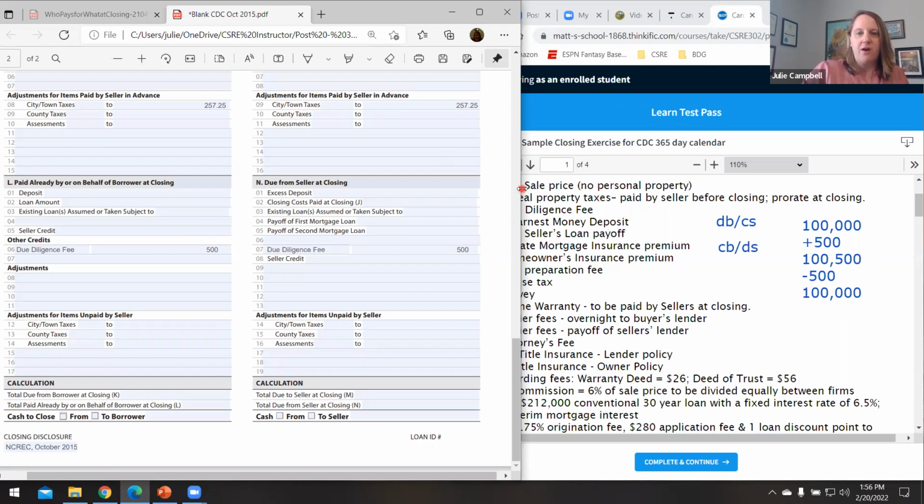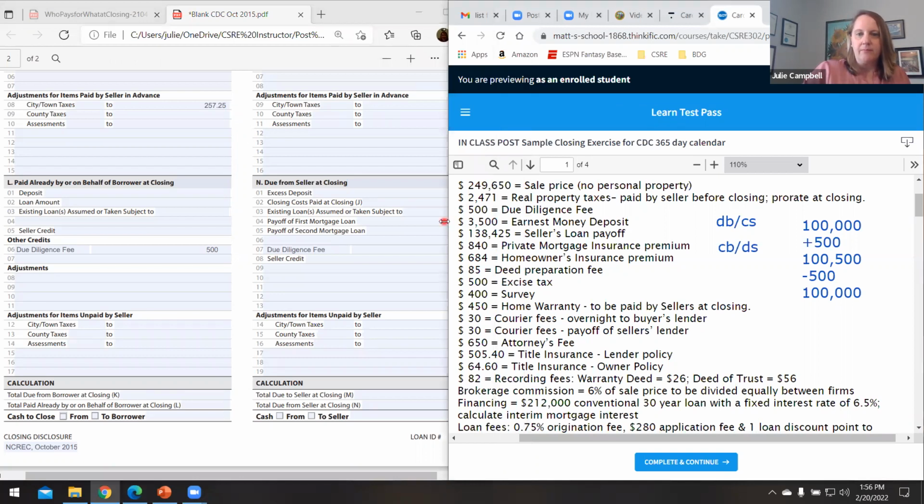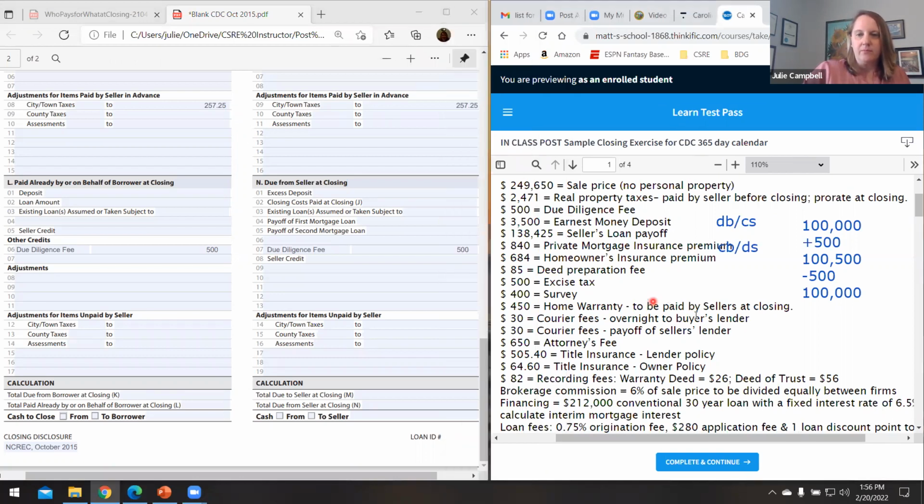Questions on due diligence, why we did what we did. Then we have $3,500 in earnest money. Think about where the earnest money's been when we've been under contract. It's been hanging out in somebody's escrow account, hasn't it? Nobody's had that money. It's just been safeguarding in a third-party account.